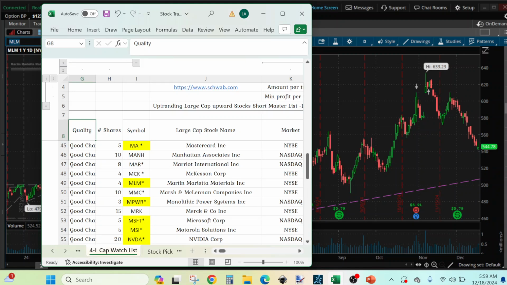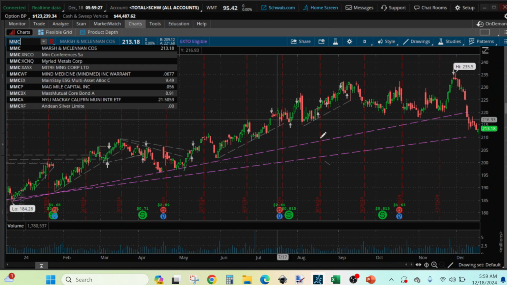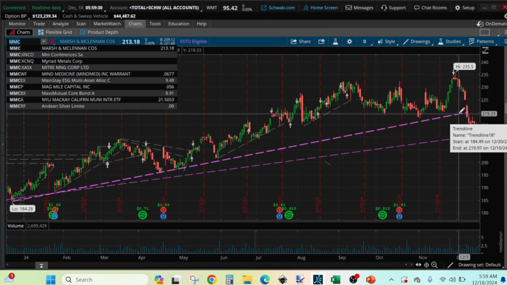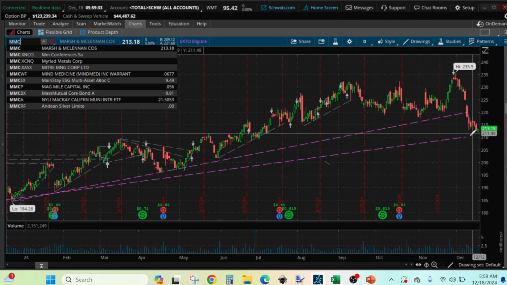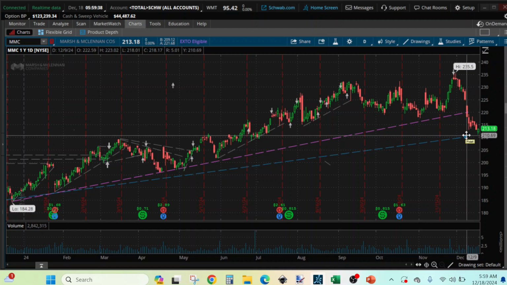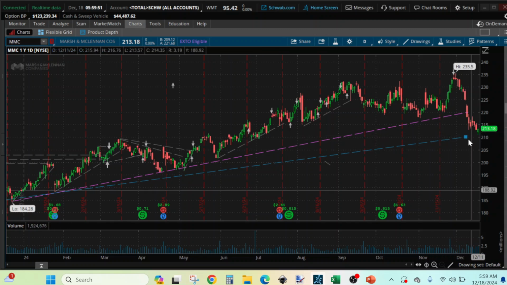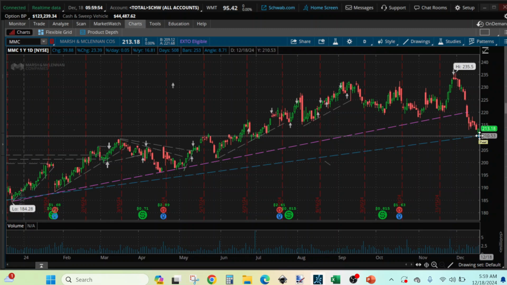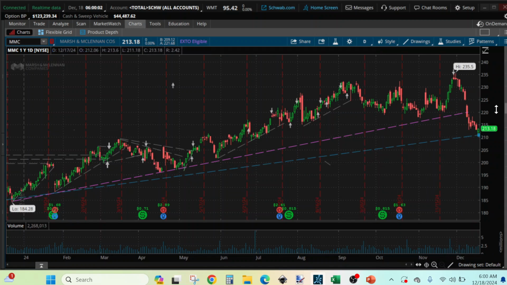MMC. MMC crosses the first line that we like to buy on. It's coming to this one. Well, it's right there. Can we trace? Okay, so it's right there.